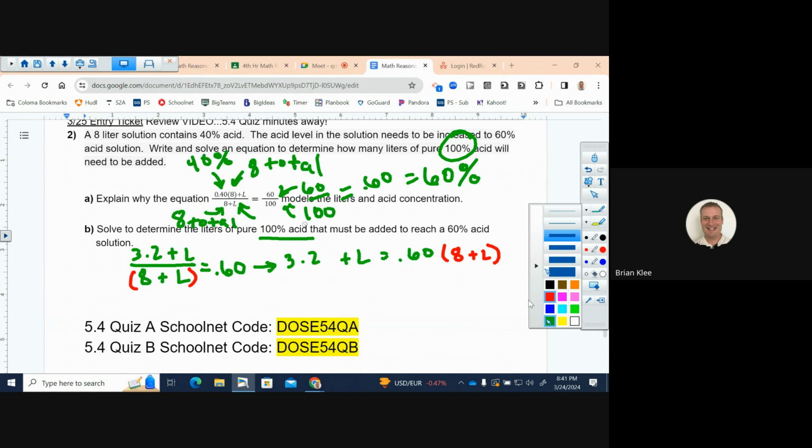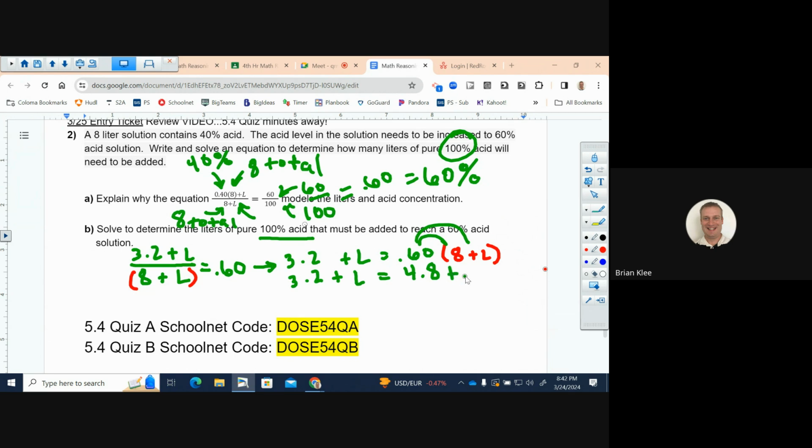So at this point, it is Algebra 1 time. Distribute, or multiply both parts by 0.60. We get 3.2 plus L equals 4.8. That makes sense. 6 times 8 is 48. Move the decimal over because we're working with decimals.